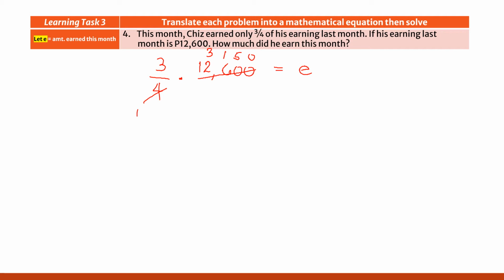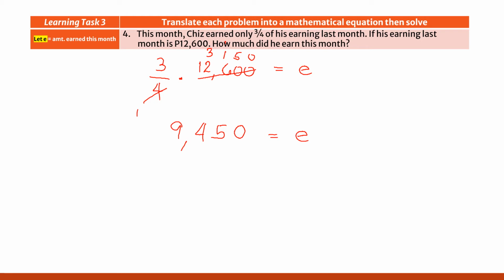So what is 3,150 times 3? Well, if you are going to get the product of this, ay 3 times 0 ay 0. Okay? 3 times 5 ay 15. Carry 1. Tama? And 3 times 1 is 3 plus 1, that is 4. And 3 times 3 is 9. So it is 9,450. Ito yung earning ni Cheese this month.